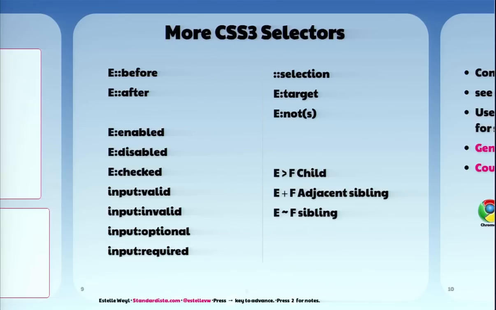E plus F is the adjacent sibling. So it'll match letter E, or find whatever class E is, and then we'll find F that is only if F is directly after it with the same parent.